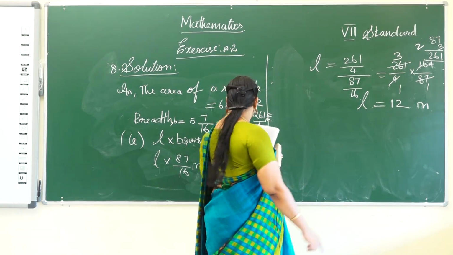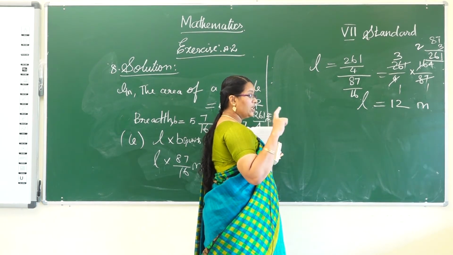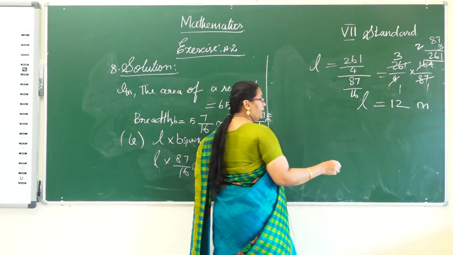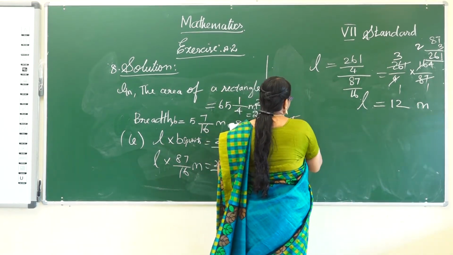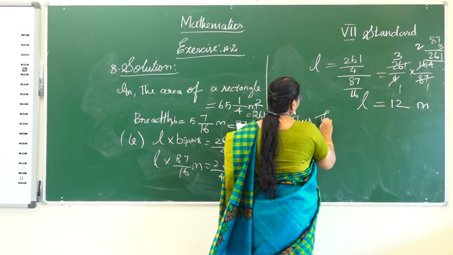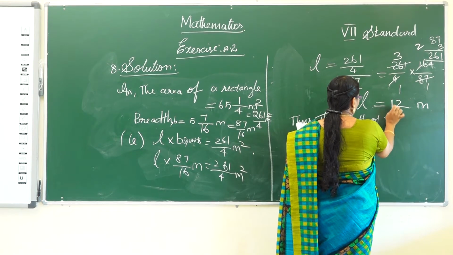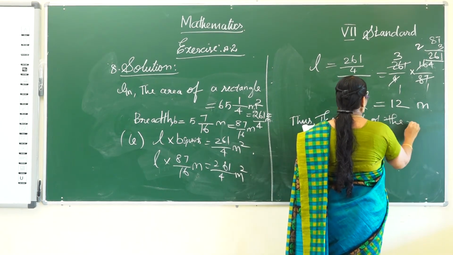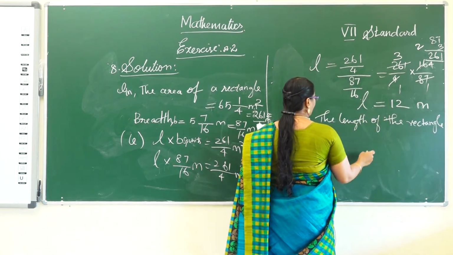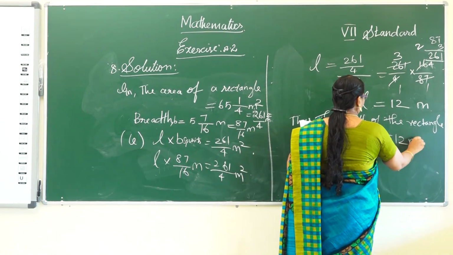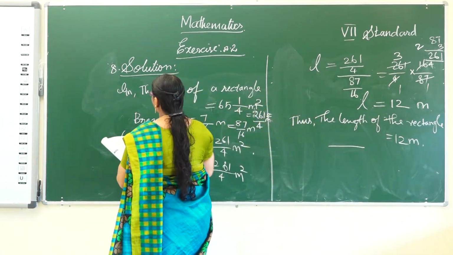Here length and breadth, all the single-value measurements, are measured by the given units. Okay, so thus the length of the rectangle is equal to 12 meter. Okay, now see the 9th problem.